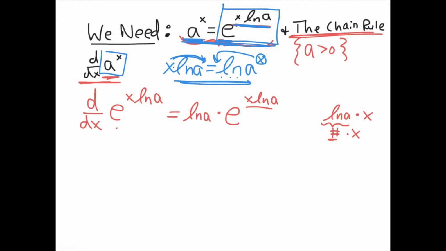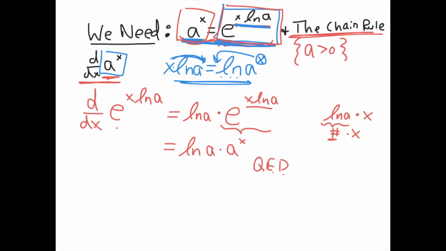Now we have our derivative, but it doesn't look very good. It's not in a really nice form. And all we need to do is remember from back in the beginning, e to the x ln a was up here. It is just a to the x. So this becomes ln of a times a to the x. And we've got exactly what we were trying to prove. QED. Quite easily done.